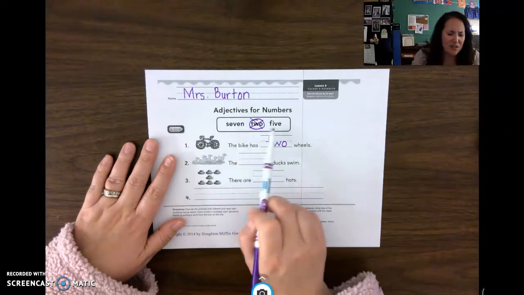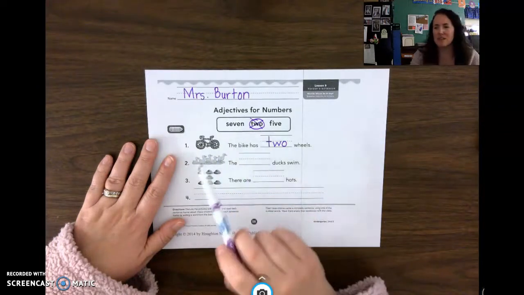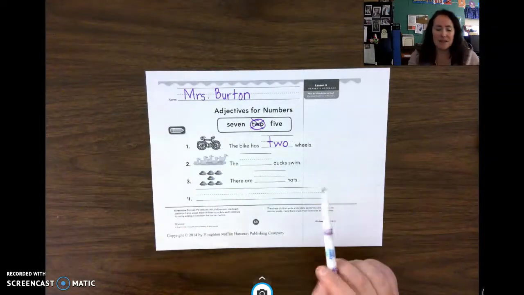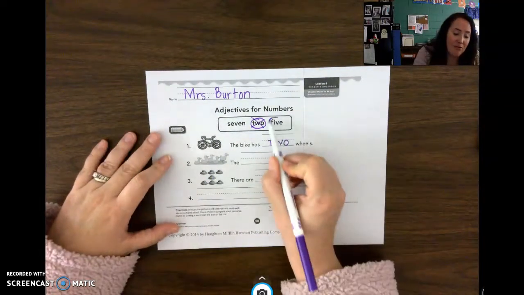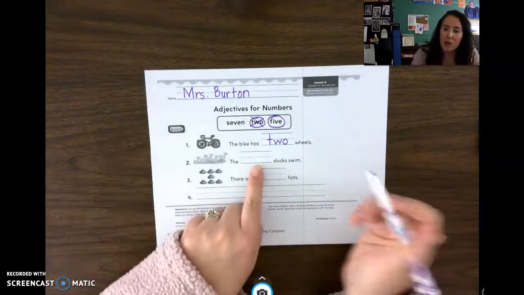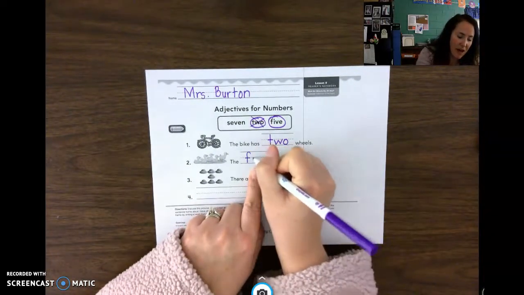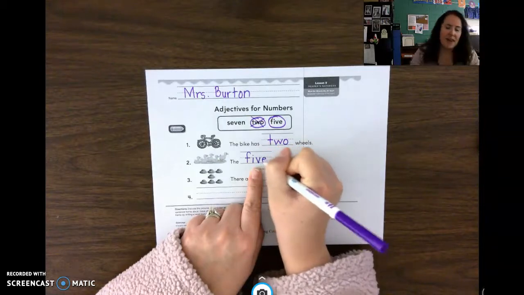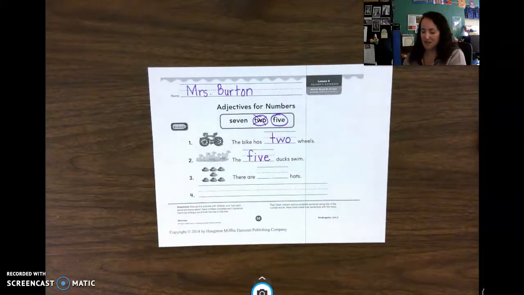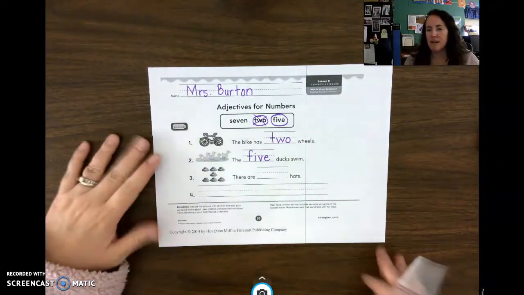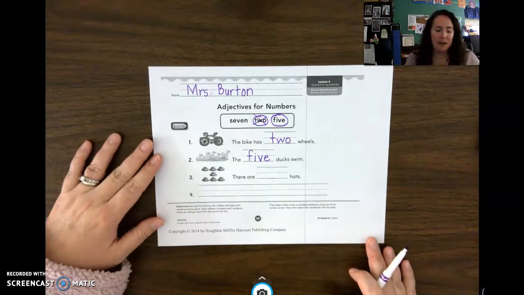Which number up here is five? What's it going to start with? Five is going to start with an F. Let's circle it. And we're going to copy it to finish sentence number 2. F-I-V-E. The five ducks swim. Alright, we're going to mark that one out.